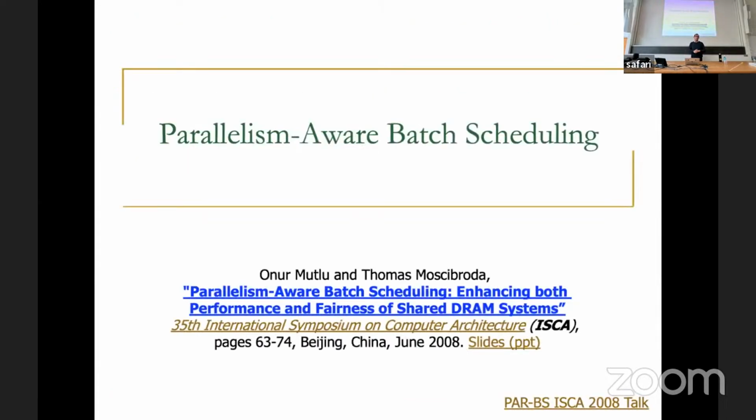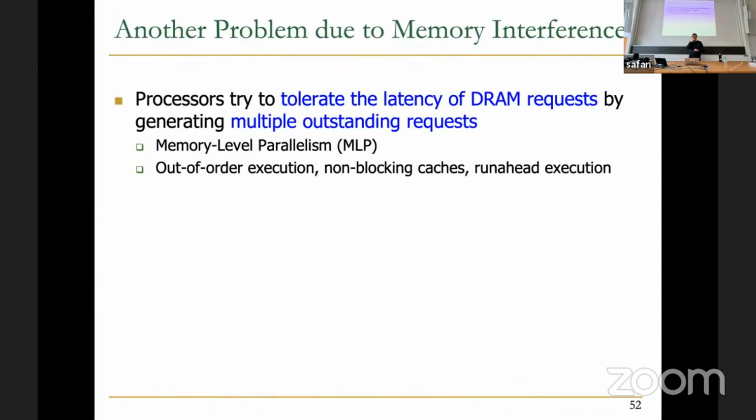While we were looking deeper into the problem, we discovered that there are other issues that, in my opinion, are broader. Let's talk about one of the issues. We have discussed that one way of tolerating the latency of different requests is to generate multiple outstanding requests. Right? You have out-of-order execution in processors, non-blocking caches, run-ahead execution. Some of these things we will see. These all try to exploit memory-level parallelism. Whenever you have one request, these try to overlap multiple requests' latencies, so that the processor doesn't stall for a single request over and over and over, and you stall once for all of those requests.